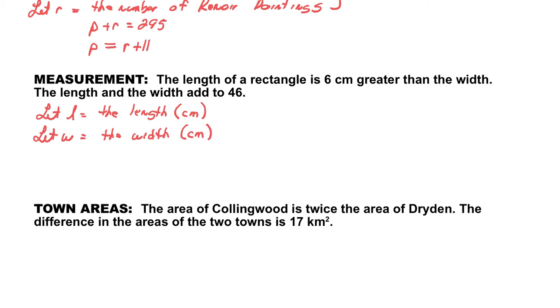Notice I'm putting centimeters in brackets just so you know what scale you're using here. So it says the length of a rectangle is 6 greater than the width. So you have to add 6 to the width to have it balance out. The second sentence says the length and the width add to 46. So the length and the width add to 46. And there you go, 2 let statements and 2 equations. And again, once you have these 2 equations, you can solve to find what your length and the width are.